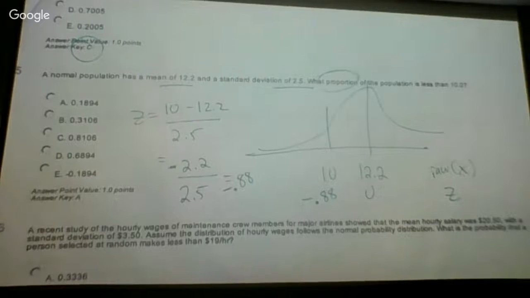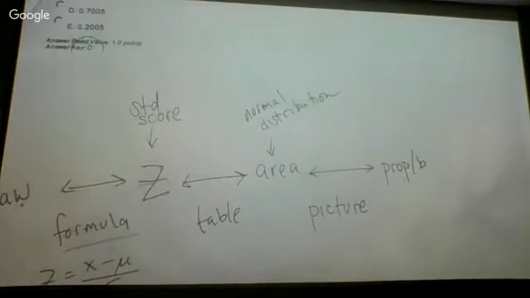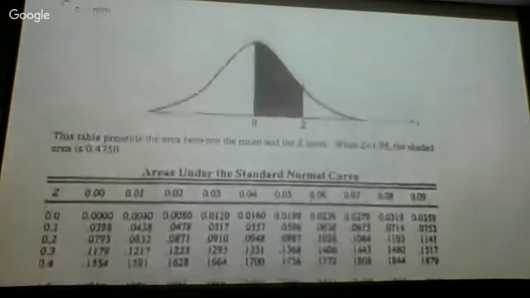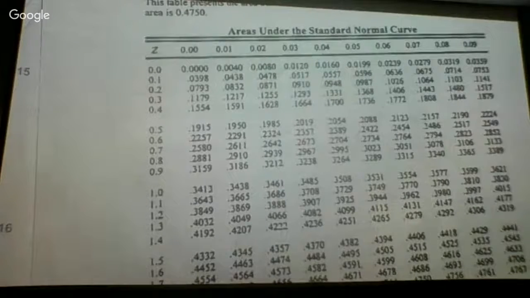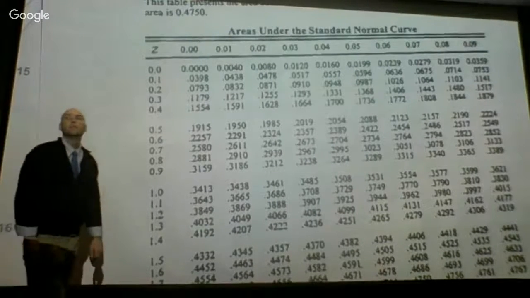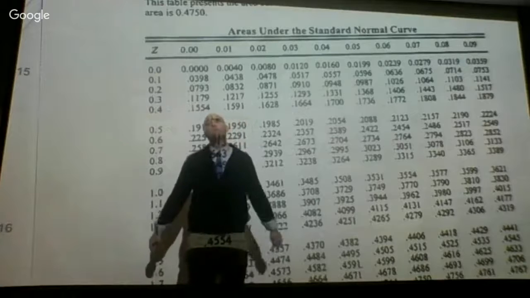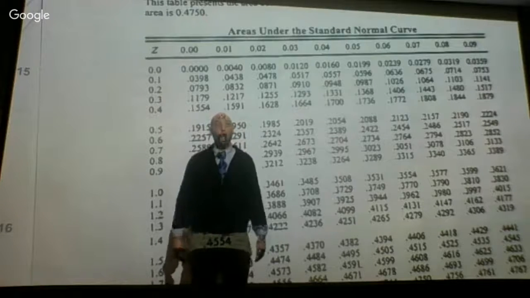But now I need to use that table because I have a z-score now. I got to go to the table to get an area, and when I look up negative 0.88, because Curry pointed out it should be negative, I don't see negative 0.88 on here. My table's broken. Math is hard. I give up. Right?